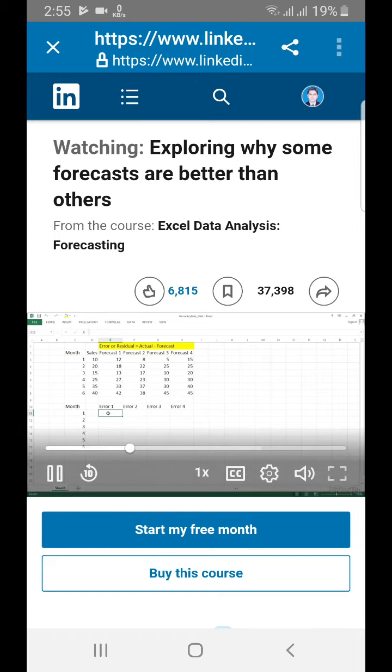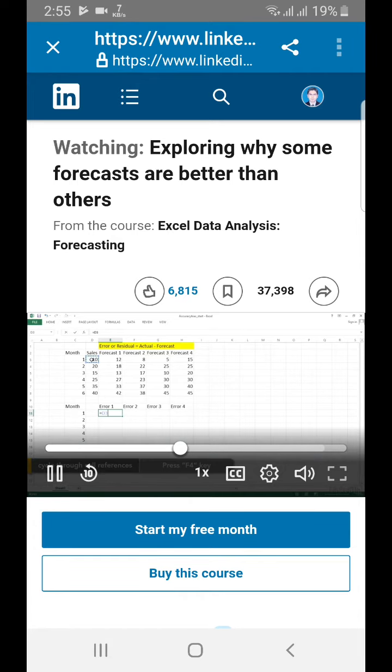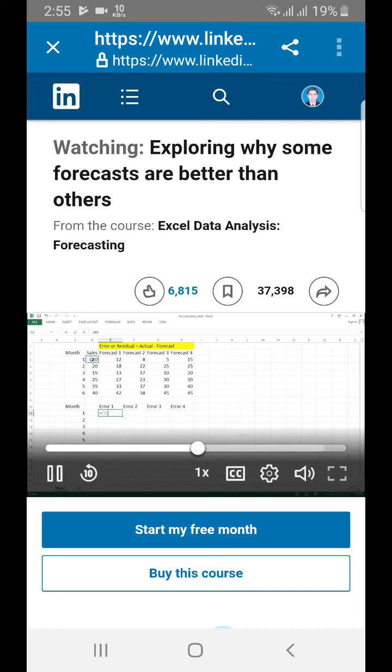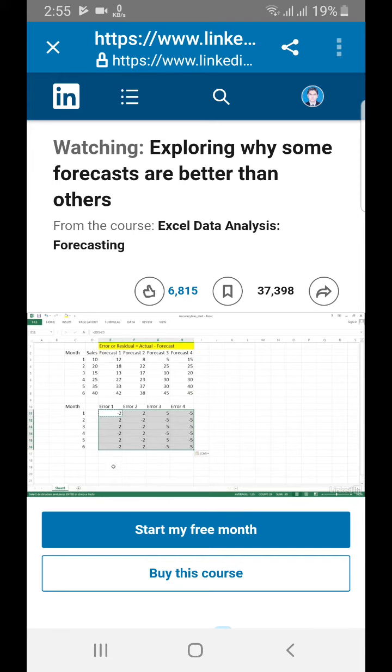You'll have to know that when you put a dollar sign on the actual, hitting the F4 key, you can see I cycle through my dollar signs. And then we copy the formula. Okay, so now we see the error for each month for each forecast.